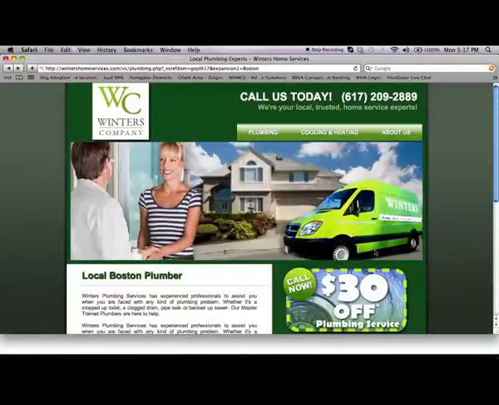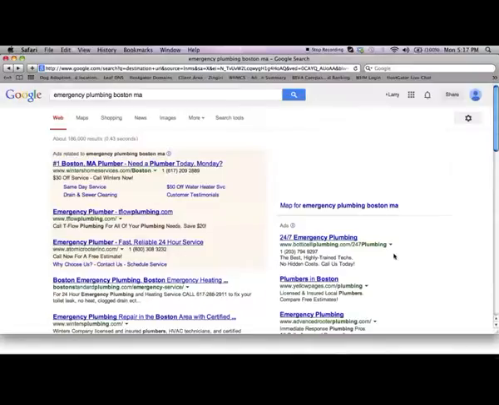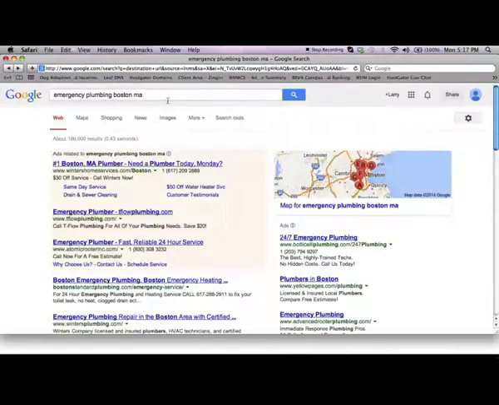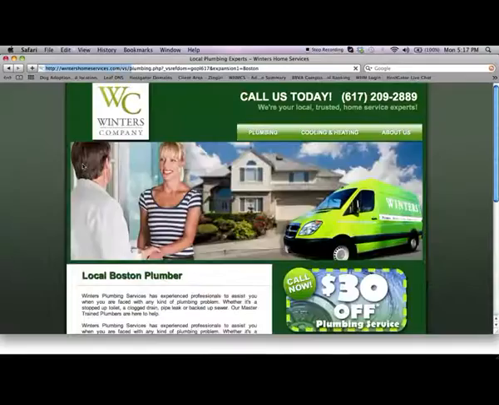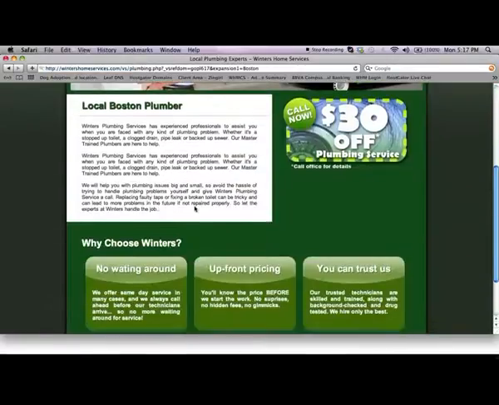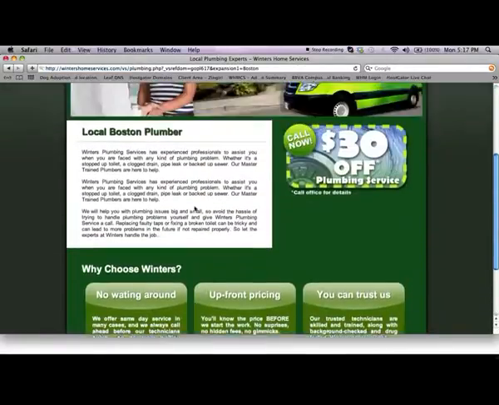But as you can see, when people are on a landing page, remember what the query was. Emergency plumbing, Boston, Massachusetts, right? So for that keyword, obviously that person needs a plumber right away. This ad should have spoke more to that. It definitely should have spoke more to that, and it didn't.